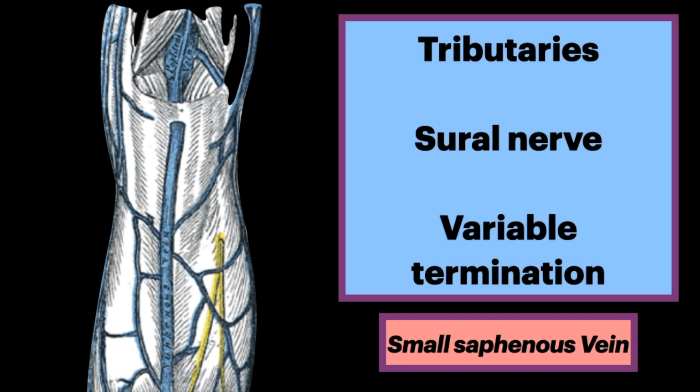Tributaries include communicating branches with the great saphenous vein, cutaneous venous tributaries, and numerous perforating veins from the deep venous system. The sural nerve often accompanies the small saphenous vein. The sural nerve is a branch of the tibial nerve, by the way. There's also variable termination, which means the small saphenous vein does not drain into the popliteal vein. One variant is the Giacomini vein, which is discussed in this video.